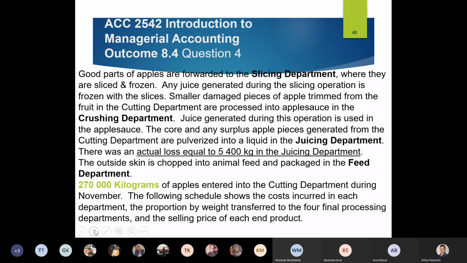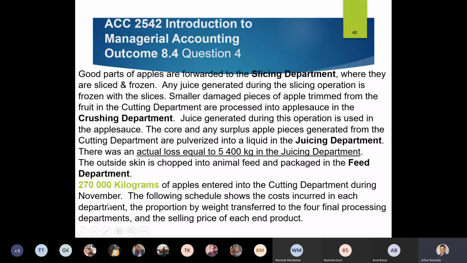The good apples are forwarded to the slicing department, where they are sliced and frozen. Any juice generated during the slicing operation is frozen with the slices. The smaller damaged parts of the apple trimmed from the fruit in the cutting department are processed into applesauce in the crushing department. The juice generated during this operation is used in the apple sauce.